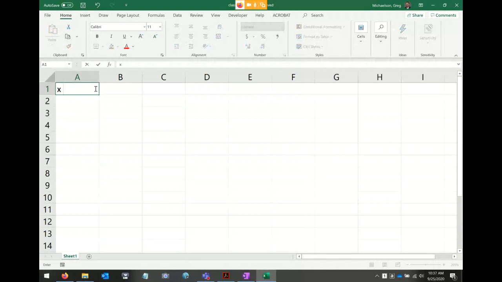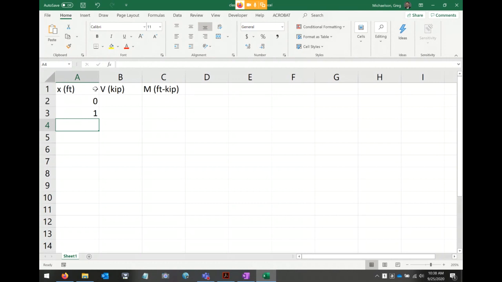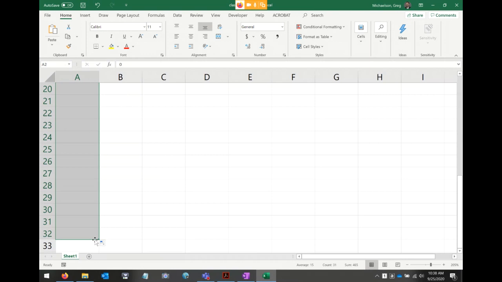I'm going to create three columns, and use these expressions to evaluate this. If you remember, this beam was 30 foot long. So I'm going to enter 0, 1, 2, 3, and drag that all the way down until we fill that up to 30. In Excel, you can grab that little corner on the cell and just drag it down. And boom, we fill that up to 30.